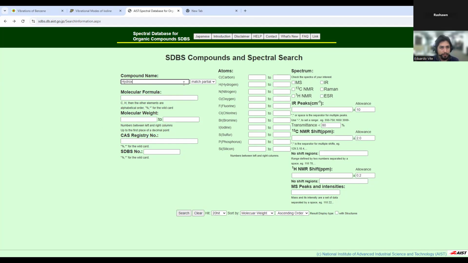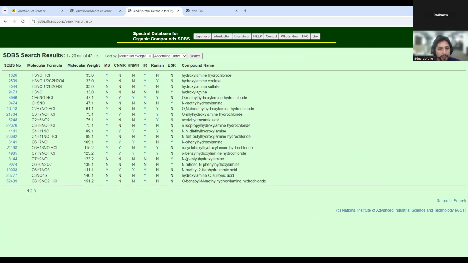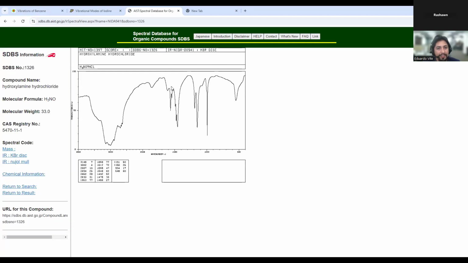So hydroxylamine. And then you click search, and here it is, hydroxylamine. And oh, sorry guys, they do not have an IR spectra. But they do have a spectra for hydroxylamine hydrochloride. So let's take a look at that one. Okay, so there we go.